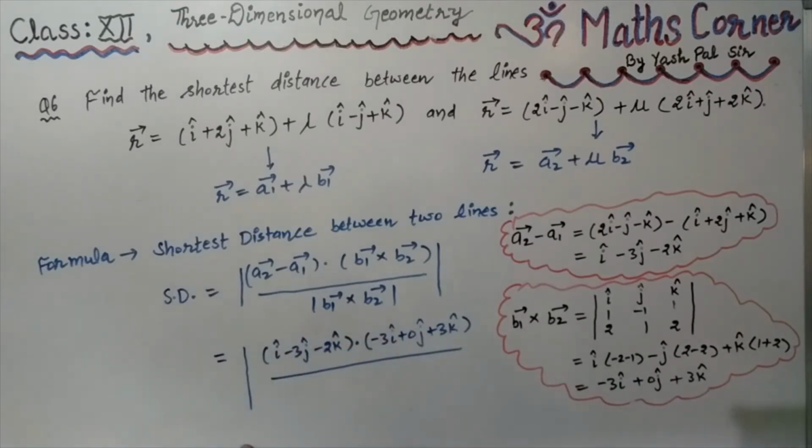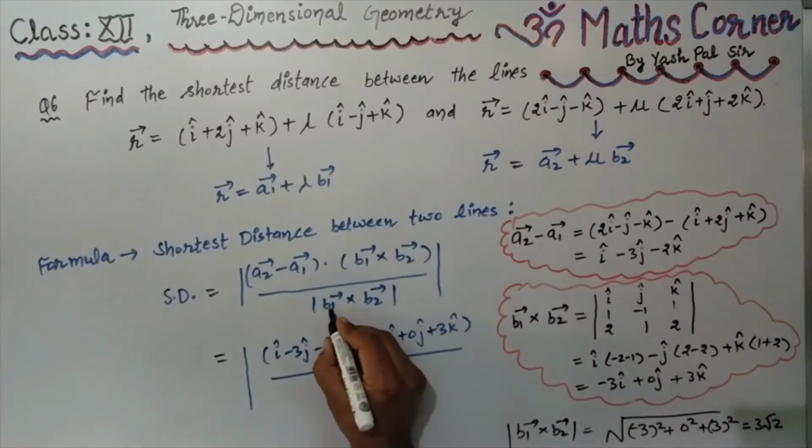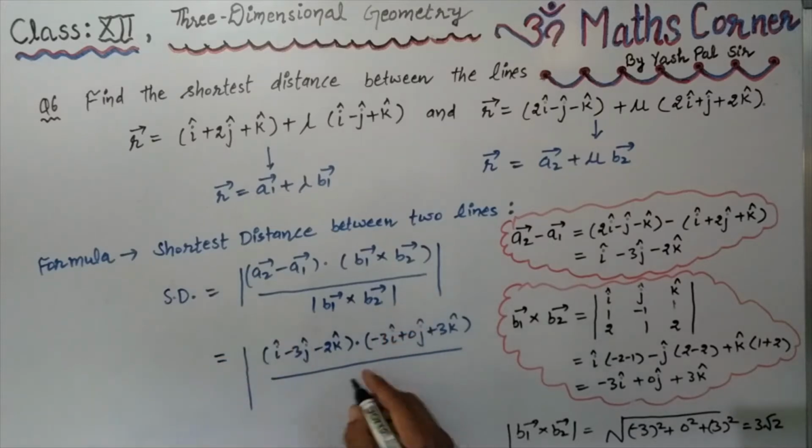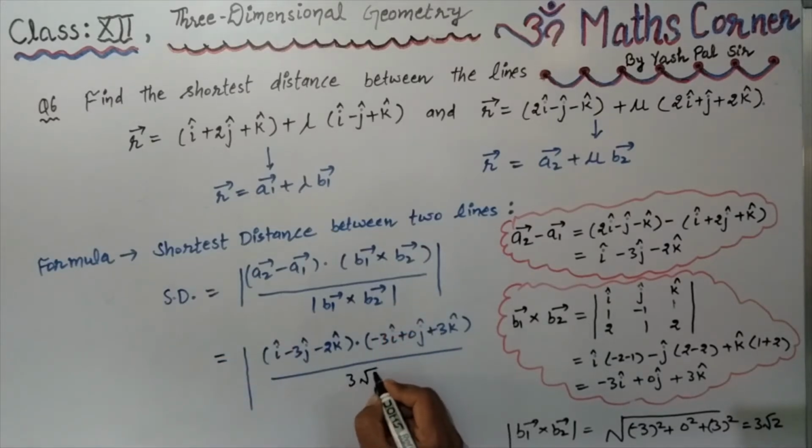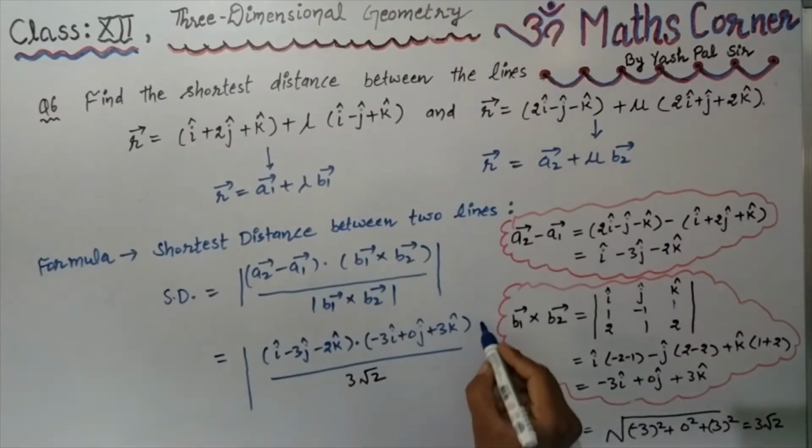divide by magnitude of b1 cross b2. Here magnitude of b1 cross b2 means square root of (minus 3) whole square plus 0 whole square plus 3 whole square. 3 square is 9, 9 plus 9 is 18. Square root of 18 means 3 square root of 2. So b1 cross b2, its magnitude is 3 square root of 2.